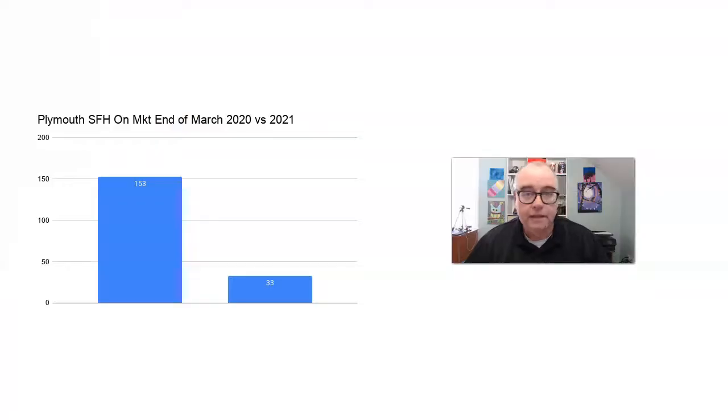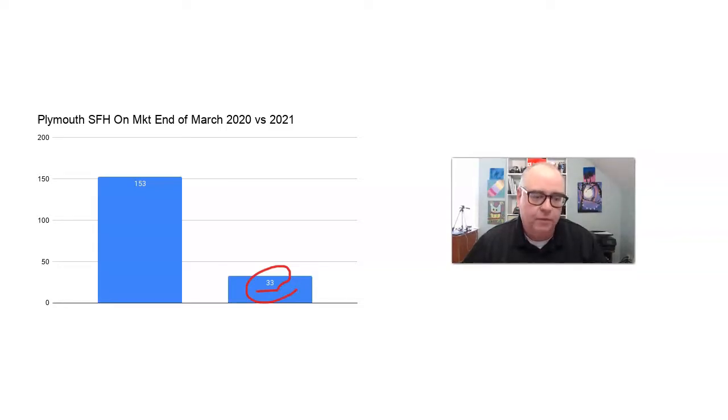Hey, it's Jack with your monthly Plymouth real estate market update. And similar to last month, it's all about the inventory. Take a look at this chart here. At the end of last month, we had a whopping 33 houses on the market in Plymouth, townwide.